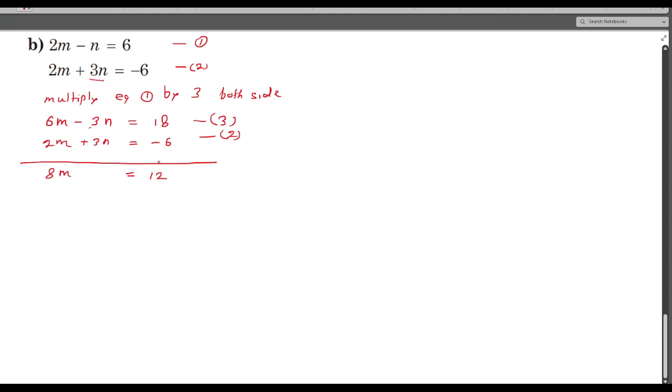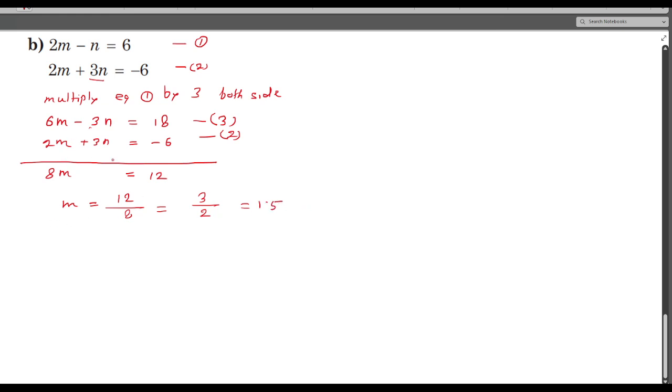A very important thing to keep in mind is that when the coefficient of any variable has the same number but opposite sign, then you should add those two equations. Otherwise you should subtract one equation from the other. So here 8m is 12. That gives me the value of m is equal to 12 divided by 8, which is 4 times 3 divided by 4 times 2. So 3 divided by 2, or 1.5.